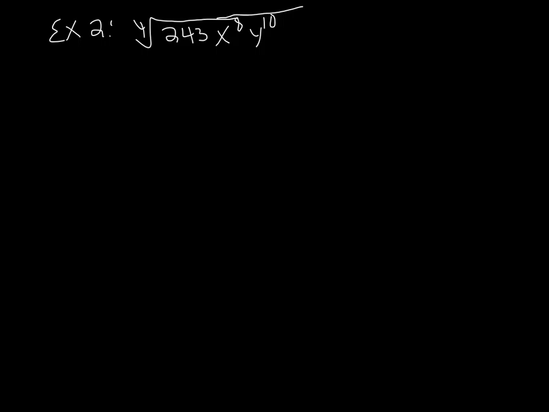I can tell by looking at this number that it's divisible by 3. 2 plus 4 is 6, plus 3 is 9. 9 is divisible by 3, therefore this whole number is divisible by 3. The other thing I can tell by looking at this is that my index here is obviously 4.